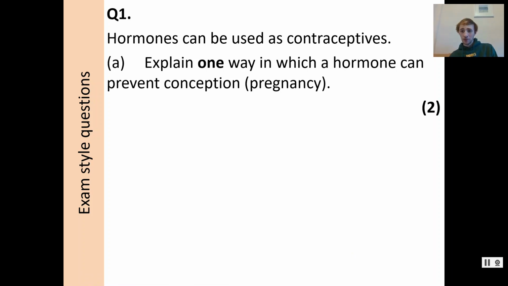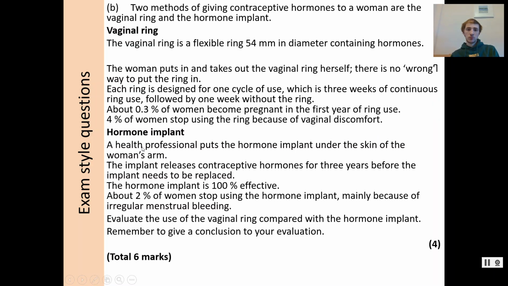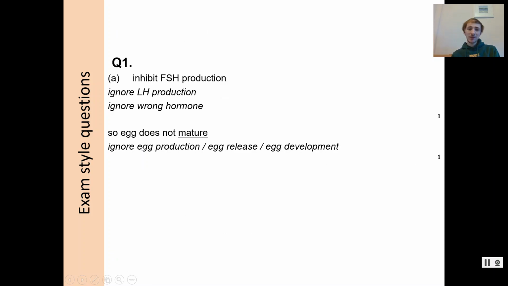Right, let me skip you on to the answer then. So we're looking at inhibit FSH production so egg does not mature. Fine. So there's 2 marks there, and this is the only way we use hormones to prevent conception, by inhibiting FSH production. Fine. Good.